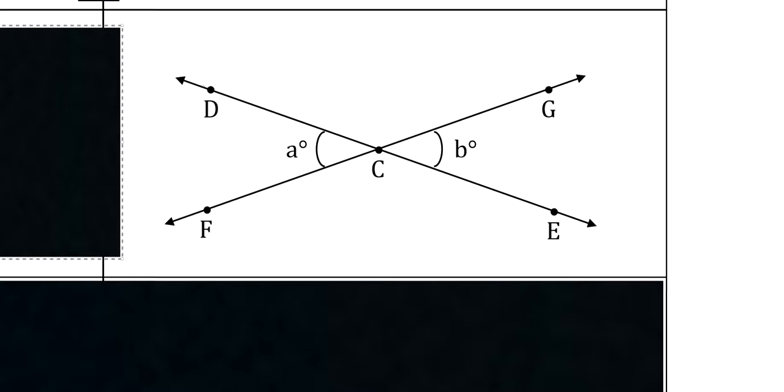I notice here, so I have angle DCF, angle DCF, and angle GCE.